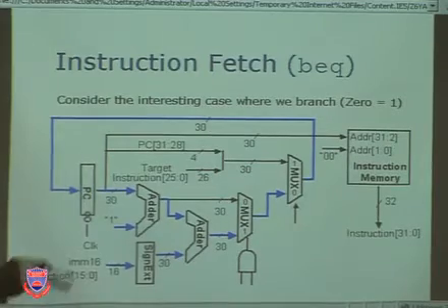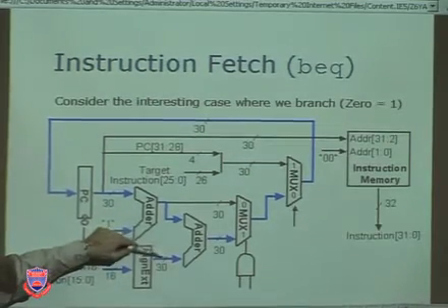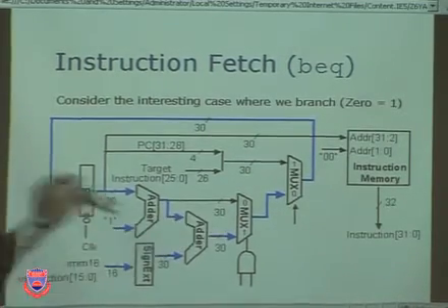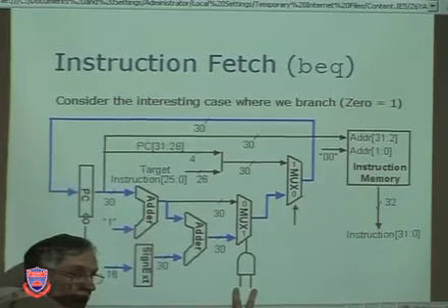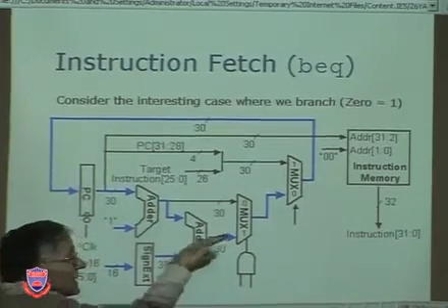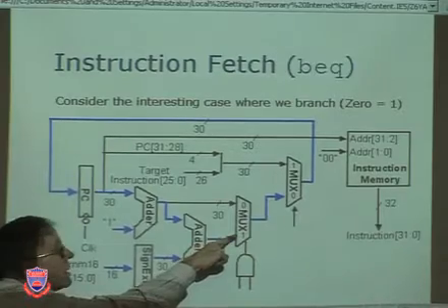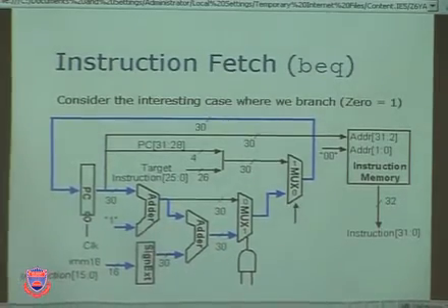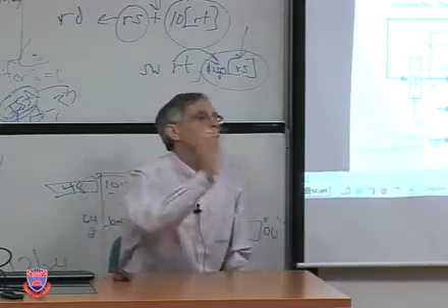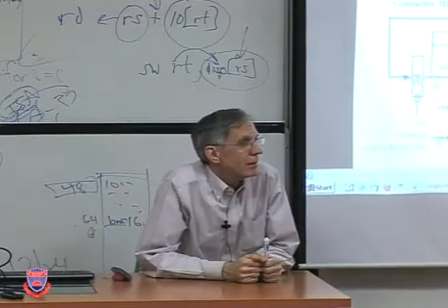So the immediate value here gets sign extended, gets added together with PC plus 1, and it's all about what I do here. These two are going to tell me, take this one, the branch address, or take this one, the next sequential address. All right?